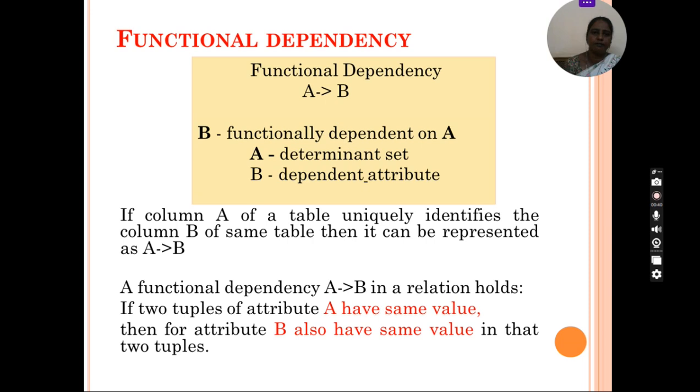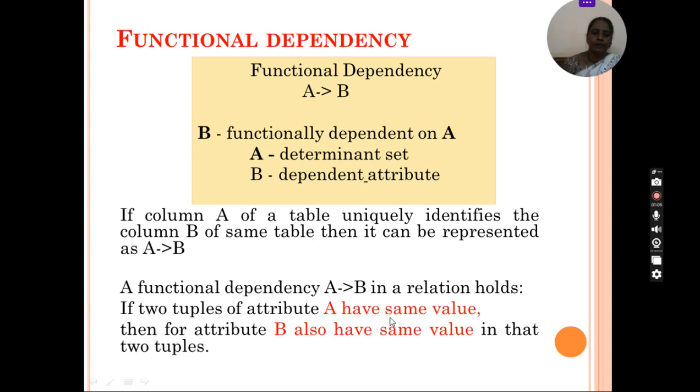This is the general form of defining functional dependency. A determines B. It states that B is functionally dependent on A, and B is called the dependent attribute. A is the determinant set. If column A of a table uniquely identifies column B, then it can be represented as A determines B.